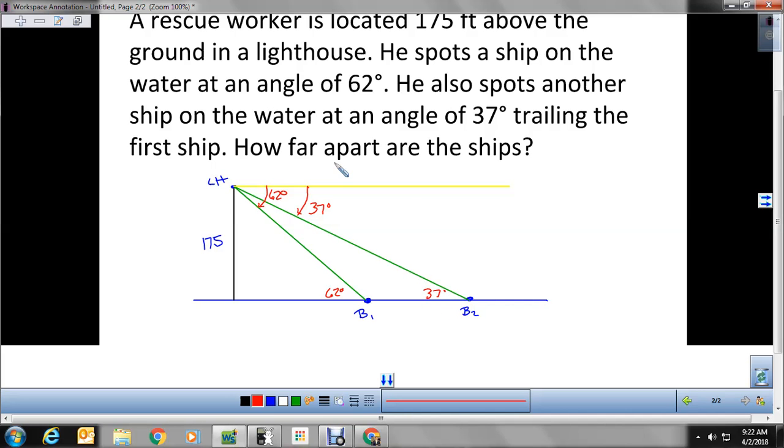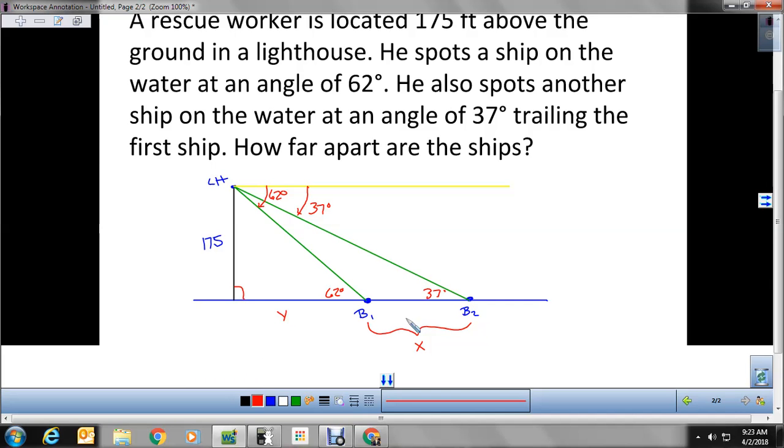Now, the question they tell us is they're asking to find how far apart these two ships are. So what is the distance from here to here? We'll call that x. Now, this distance right here for boat 1, this is how far the distance is from the boat to the base of the lighthouse. So we're going to call this our y distance.